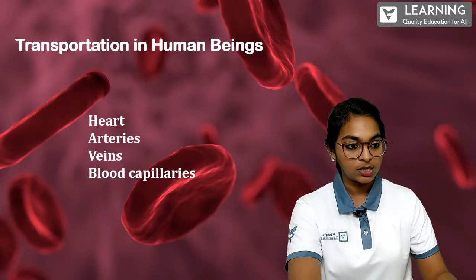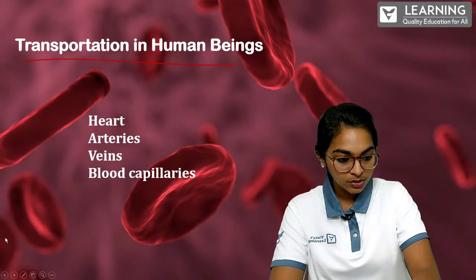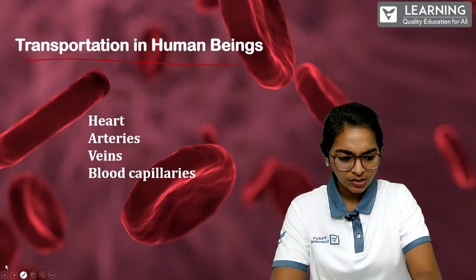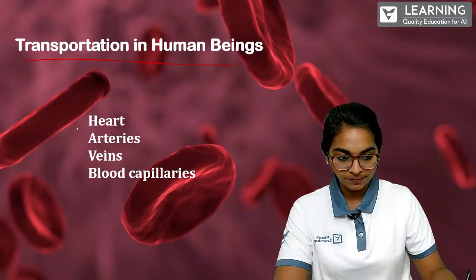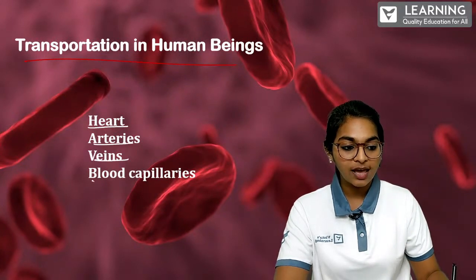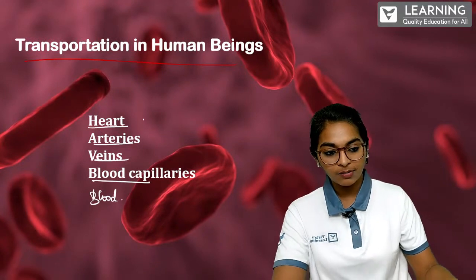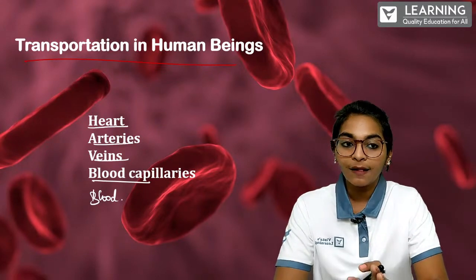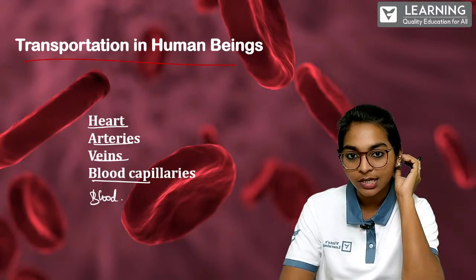So next, transportation in human being. When we are talking about transportation in human being, these are the four different structures that are completely involved. It starts with the heart, because that is a king organ, right? And then we have arteries, veins, blood capillaries, and along with that we also have blood. All these come together. Heart and blood are the major organs actually involved in transportation in humans.